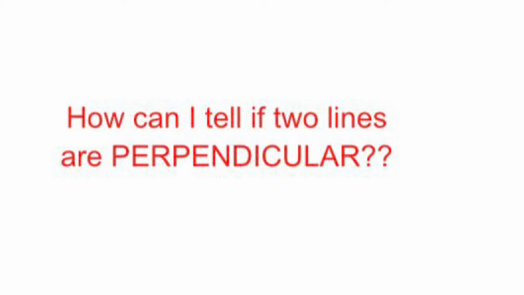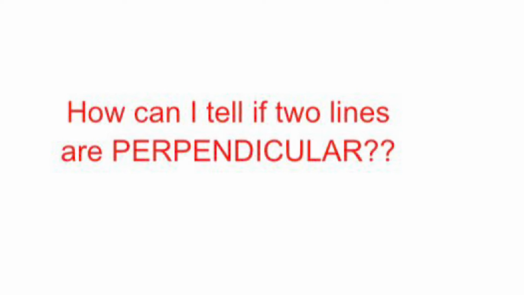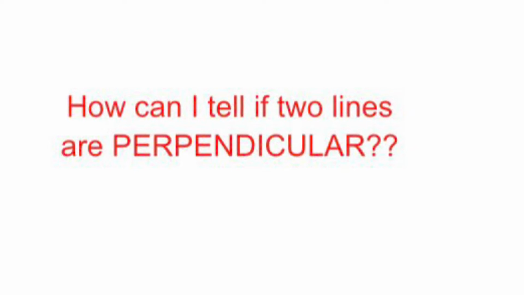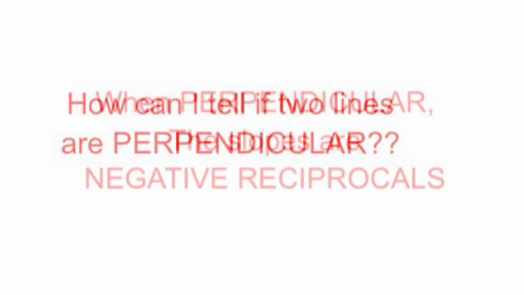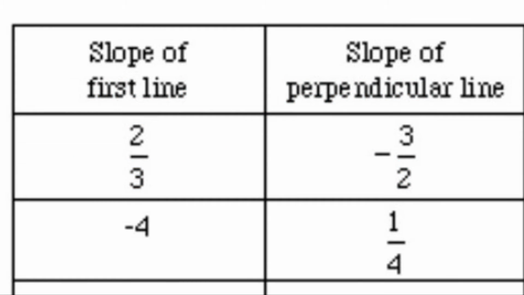If you want to know if lines are perpendicular, you are going to need to calculate the slopes and compare the slopes of the lines. And if the lines are perpendicular, then the slopes will be negative reciprocals. Let's say that again. When lines are perpendicular, the slopes of those lines are negative reciprocals. So our goal is to figure out, what does that mean, negative reciprocals? That's what we'll do right now.